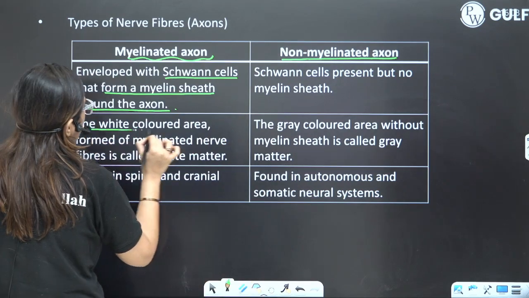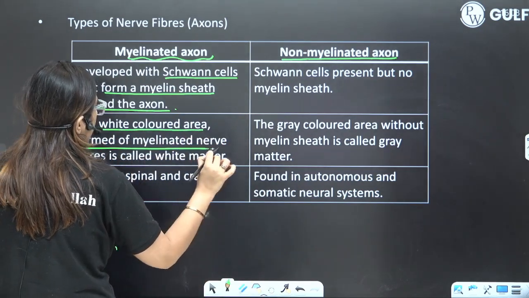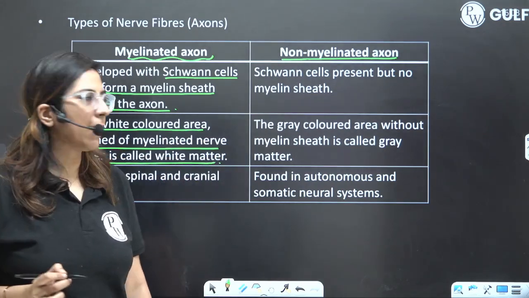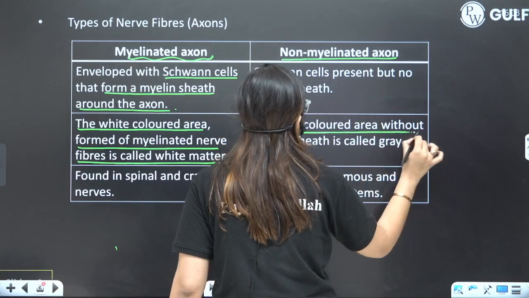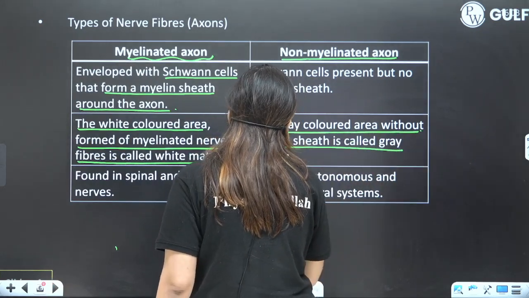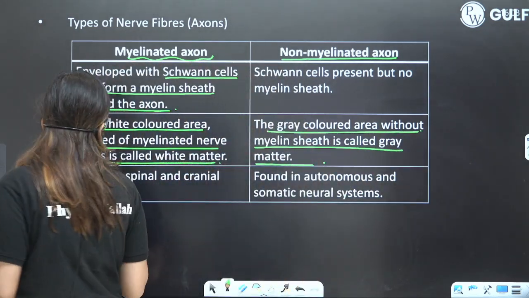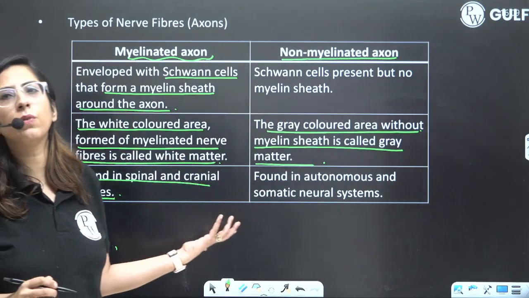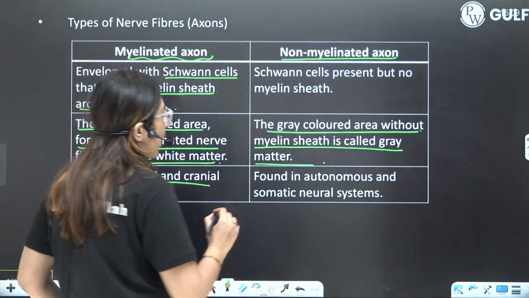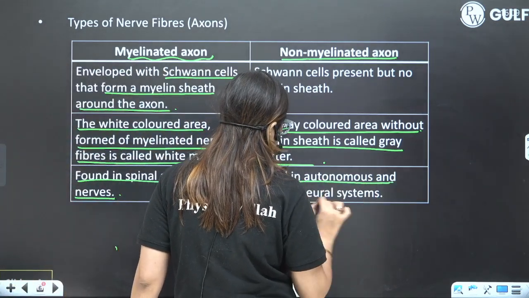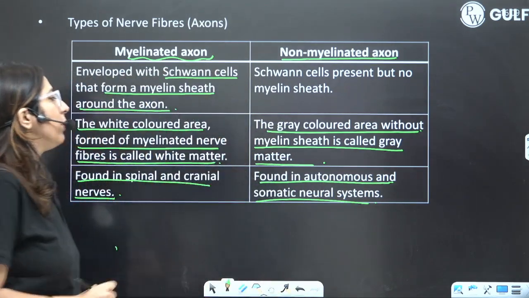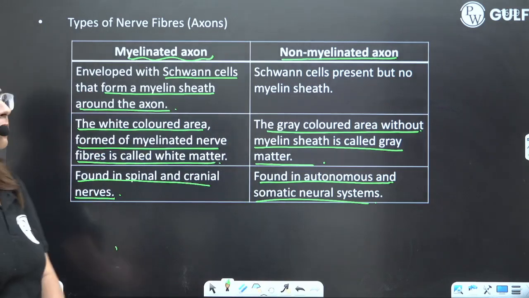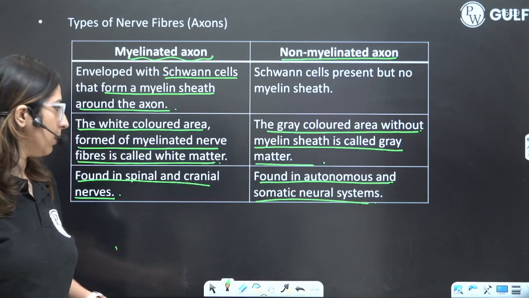Now the white colored area formed by the myelinated nerve fibers is called white matter. So what do we call that? The white matter. The gray colored area without the myelin sheath is called gray matter. Myelinated fibers are found in the spinal and the cranial nerves. Whereas non-myelinated fibers are always present in the autonomic neural system. They are found in the autonomic and somatic neural system. Clear? Is this point clear?